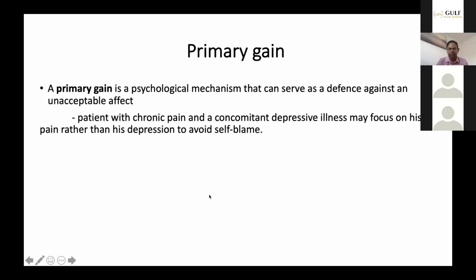Okay. So primary gain is a psychological mechanism by which the patient is defending against his unacceptable affect. So the patient has chronic pain. He's also got depression. The patient doesn't want to focus on his unacceptable affect like depression. He doesn't want to say he's depressed. So he may say the chronic pain is causing the depression, and this helps him avoid self-blame. So this is a primary gain for the patient.